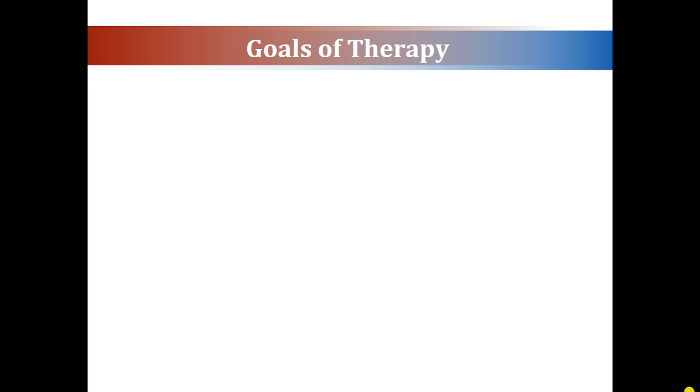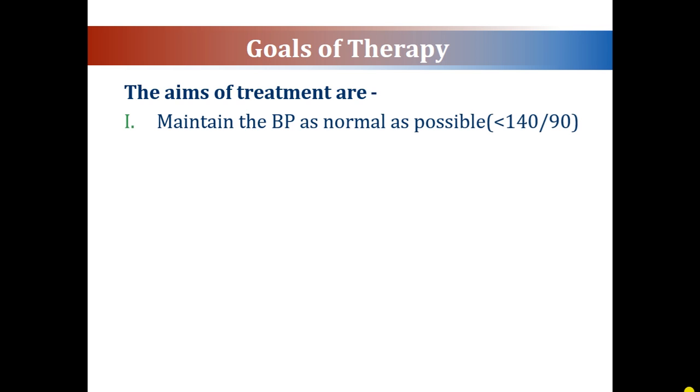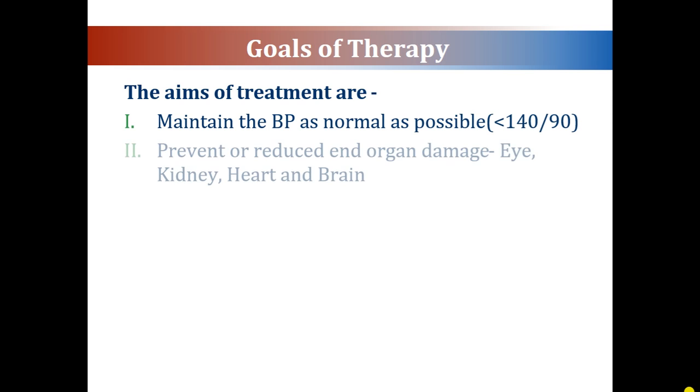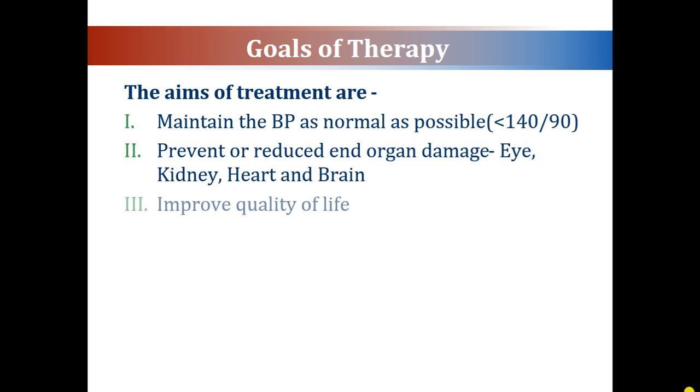So what is the goal of therapy? The aims of the treatment are: first, to maintain the BP as normal as possible, that is less than 140/90. Prevent or reduce end organ damage, that is, damage to the eye, kidney, heart and brain should be prevented. And improve the quality of life of the patients with hypertension.